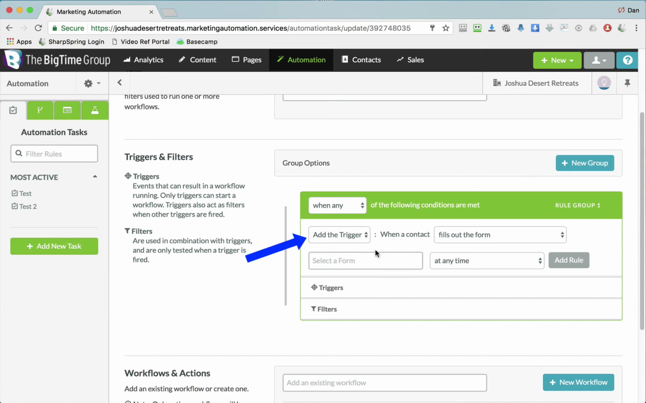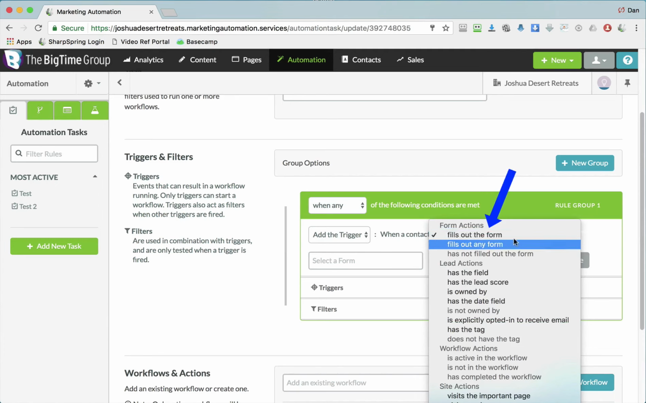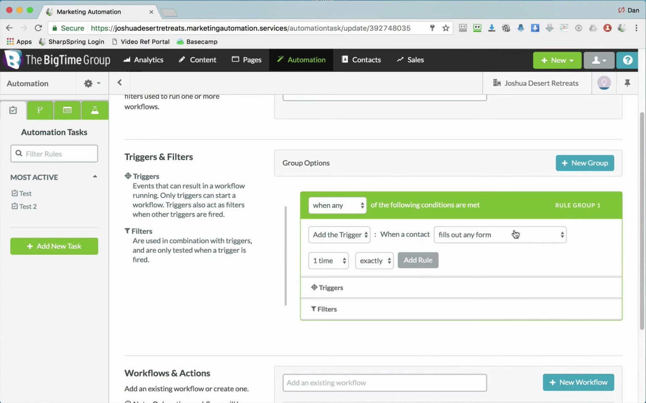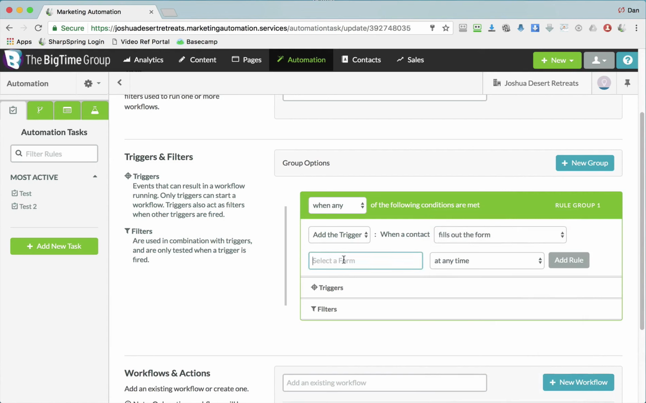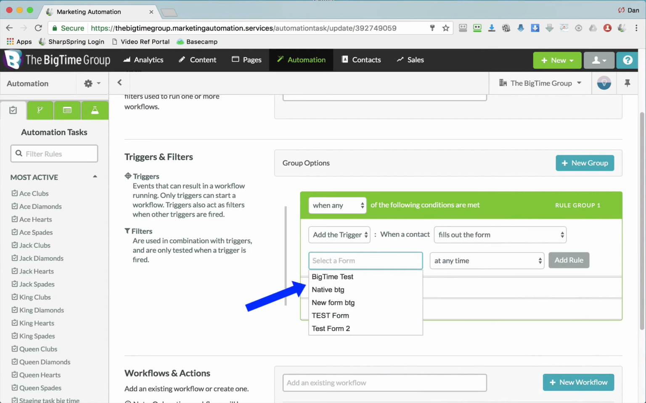So it says add the trigger, and we have when a contact fills out the form. And we could have it fills out a form. We could have them fill out any form. There's a litany of things that could trigger a workflow. But we want them to fill out a specific form. And we just click in here, and it shows us all the forms that we have created. I'm going to use Big Time Test.